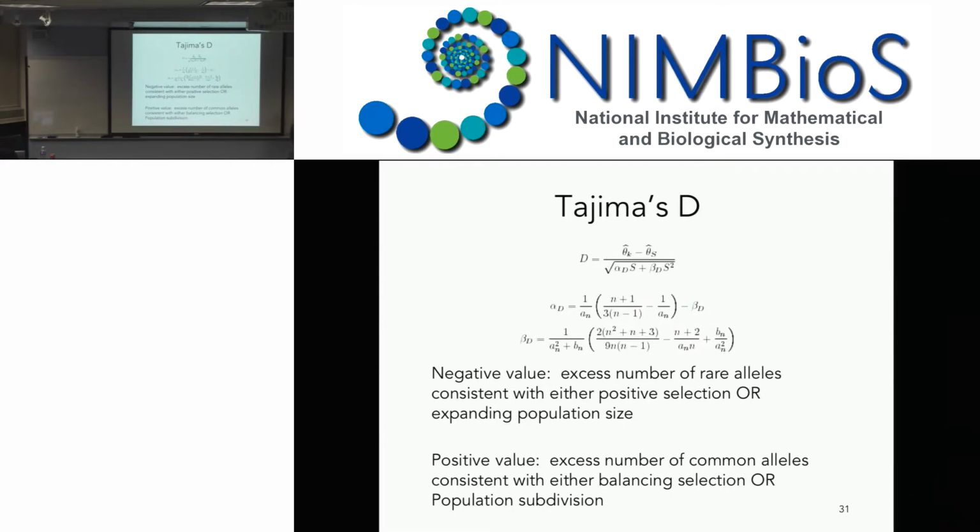A negative value means I have an excessive number of rare alleles. Why? Well, pairwise differences look at common alleles. Segregating sites look at rare alleles. So if I've got more segregating sites, then that is going to be larger than the pairwise differences. A positive value means I've got an excessive number of common alleles. That's consistent with either balancing selection or population structure.